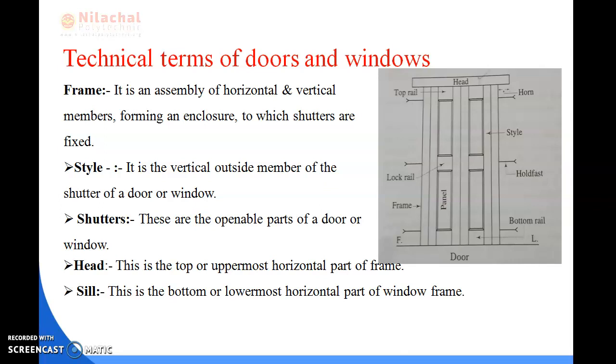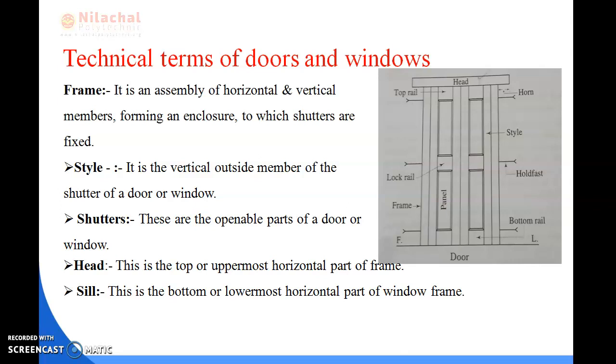Next one is the stile. You can see here the diagram of the door. This is the stile. It is the vertical outside member of the shutter of a door or a window. So we can say that it is a vertical outside member of a shutter of the door or window.